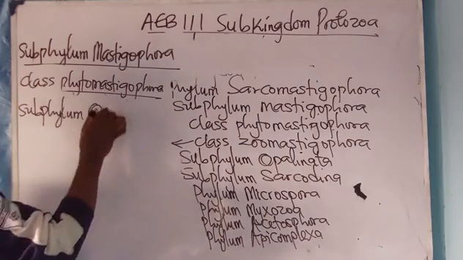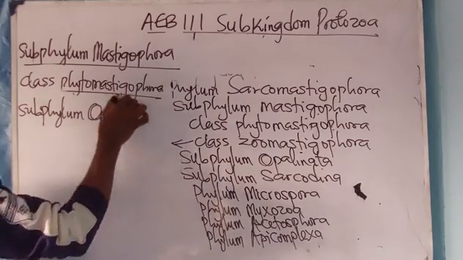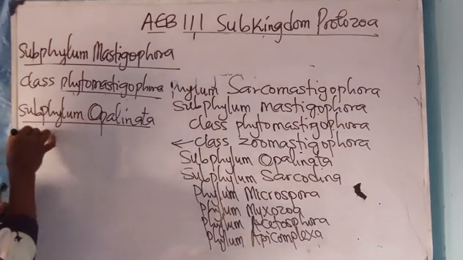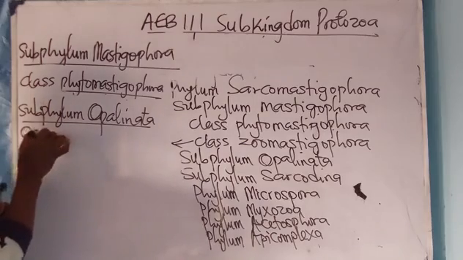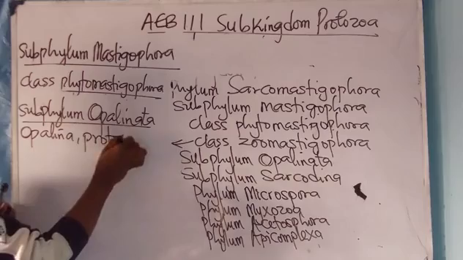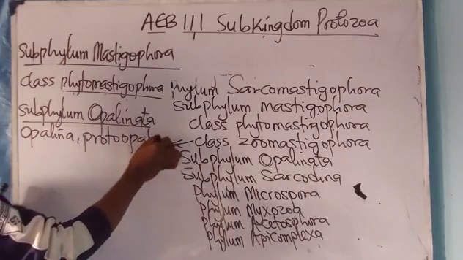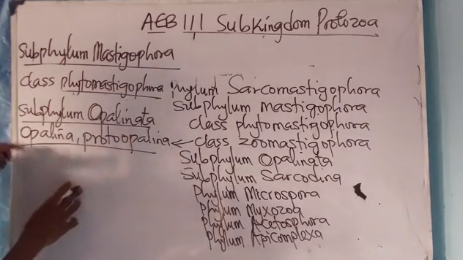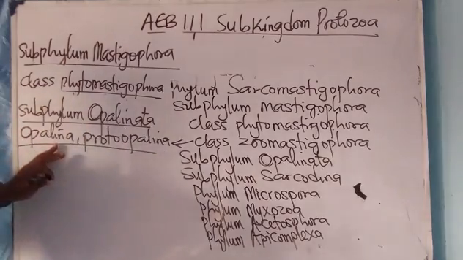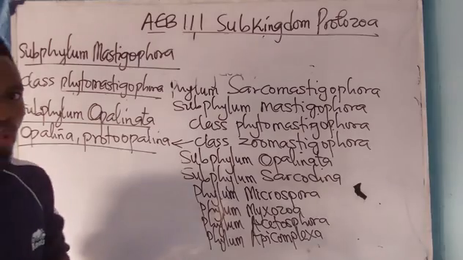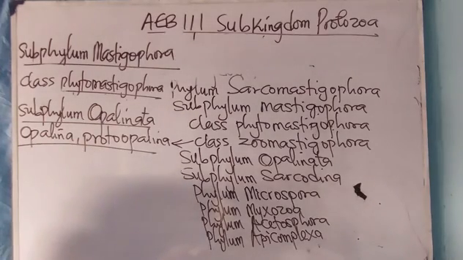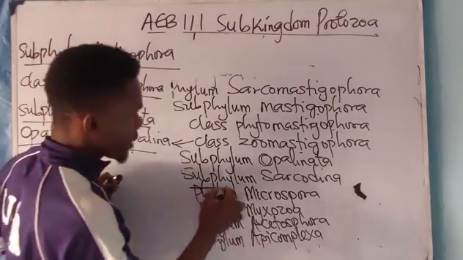Subphylum Opalinata. The organisms here are Opalina and Protoopalina. They are under the subphylum Opalinata. Opalina is found in toad. Take note of that.